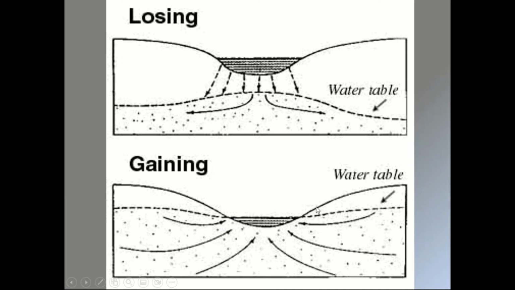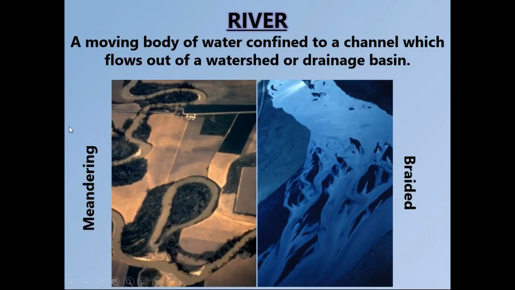So the definition of a stream and a river, simply, we have water moving through a channel, right? And each of these channels flows out of a watershed or drainage basin into the next downhill watershed or drainage basin. Ultimately, this water on the surface is trying to make its way into the oceans, which is the ultimate low point on the planet's surface.